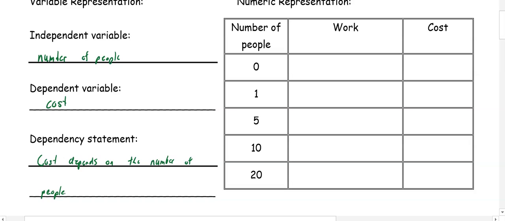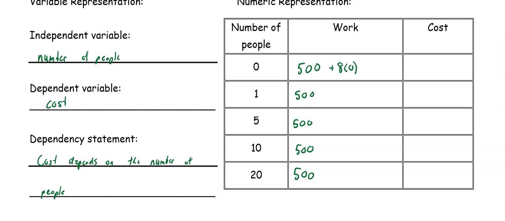So when we go to do this, we said that they can rent it for $500. So it doesn't matter how many people come, they have to pay $500 to rent the space. Then it was $8 per person's dinner. So we would have 8 times 0. So if 0 people came, like if we forgot to invite everybody or tell them where it was at, we still have to pay for the room. So that is going to be $500 for our space that was rented.